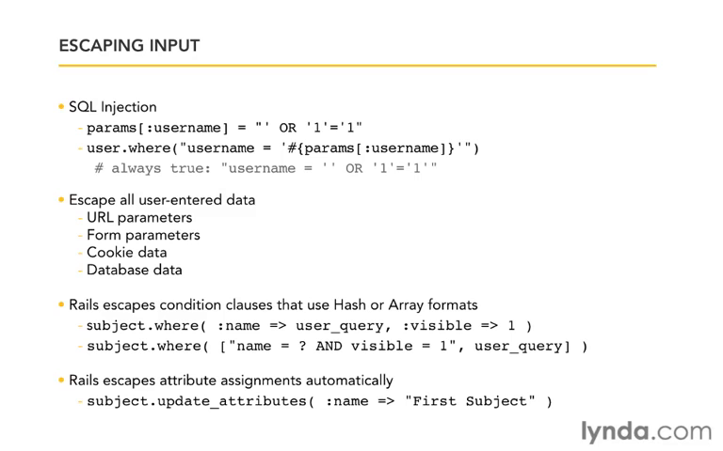So if we have a subject and we want to update its attributes, we can pass in a parameters hash, and Rails will take care of doing all the escaping for us. So you won't even need to think about it. But the condition clauses, you will need to make sure that you use one of these 2 techniques for anything that is user-entered data.